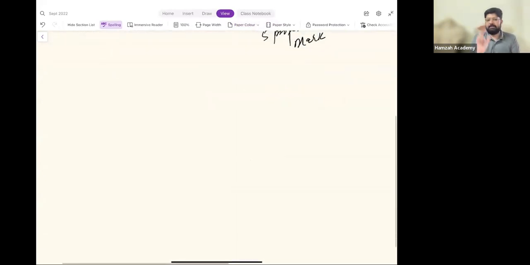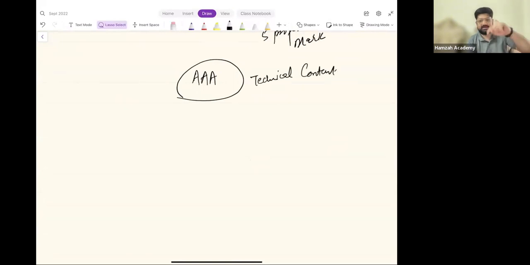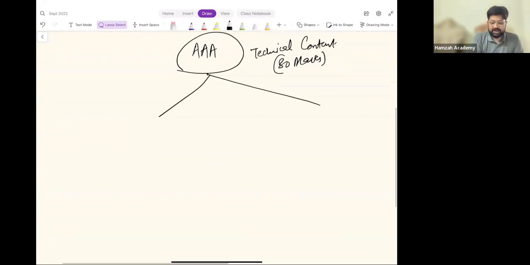Now, students, this AAA syllabus content, we can categorize. Now I'm talking about technical content, the 80 marks. Technical content we can categorize into 2 types.